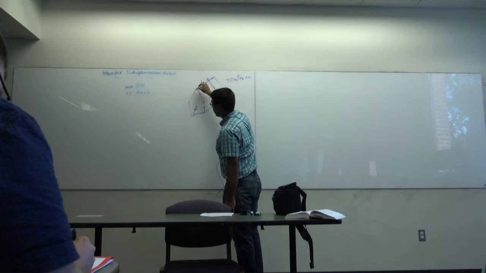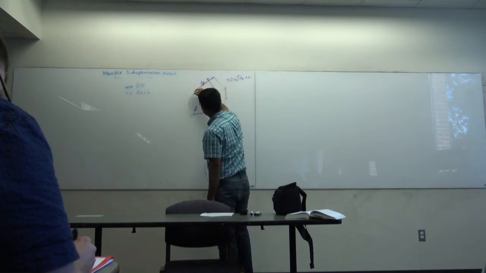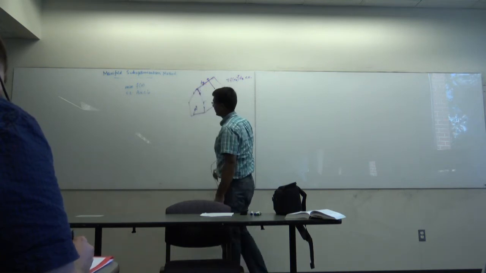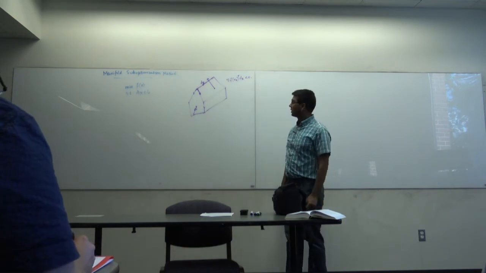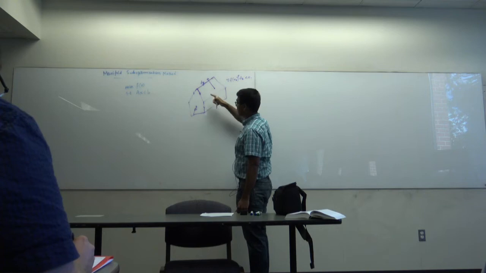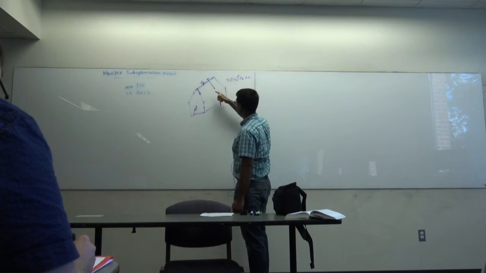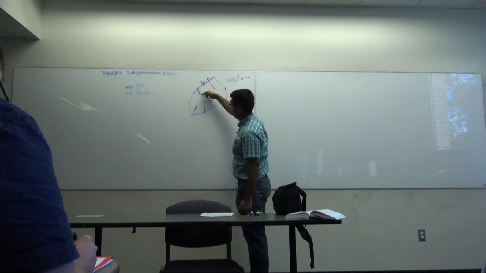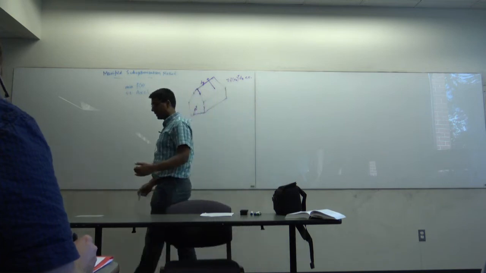And then when you get here, then again you have two choices. You can go in this direction or you can go in this direction. And then again you need to make a choice. And you will pick a direction in which the gradient of the function is such that if you descend along that direction, then your value of the function decreases.